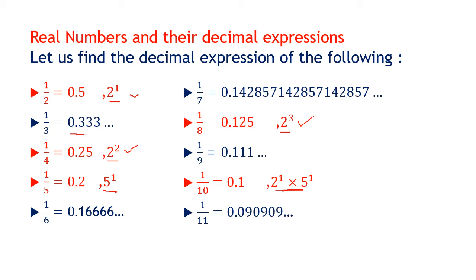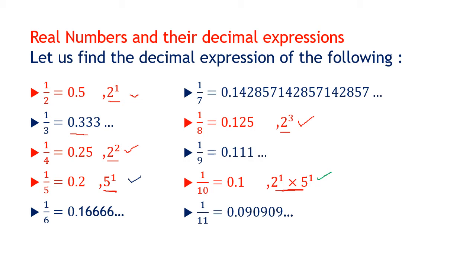Or expressed in the power of 5, like this. Or expressed in the power of 2 and 5, like this. Then it leads to a terminating decimal. And the other numbers you can see: 3, 6, 7, 9 and 11.